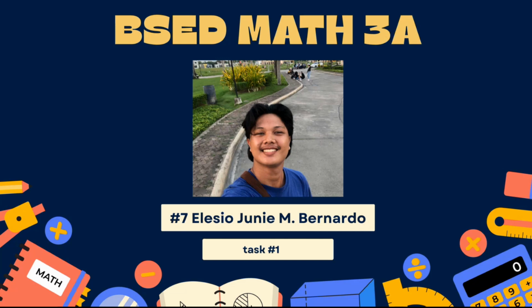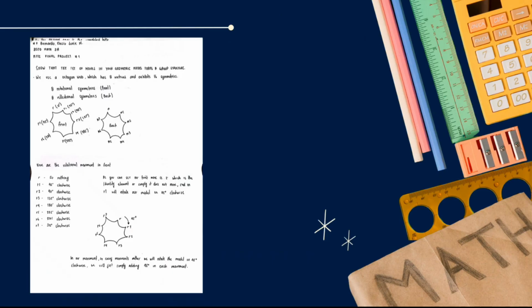And now let's talk about task number 1, which is to show that the set of moves in your geometric model forms a group structure. In this task, we use an octagon web which has 8 vertices and exhibits 16 symmetries. It has 8 rotational symmetries in front, 8 reflectional symmetries in back.